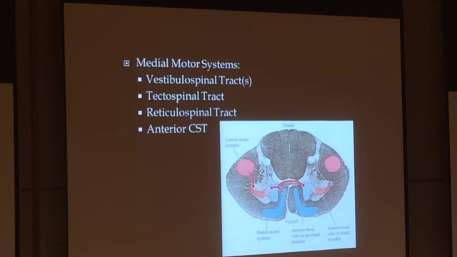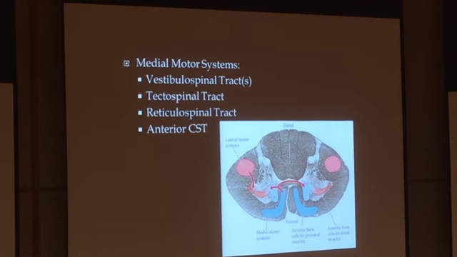All right, so these 4 pathways, when we do our section through the brainstem, probably in the next week, we will talk about each of these as we get up to the brainstem. But the 4 that travel here are the vestibulospinal tract. Actually, there are 2 of those vestibulospinal tracts. The tectospinal tract, reticulospinal tract, and the anterior corticospinal tract.